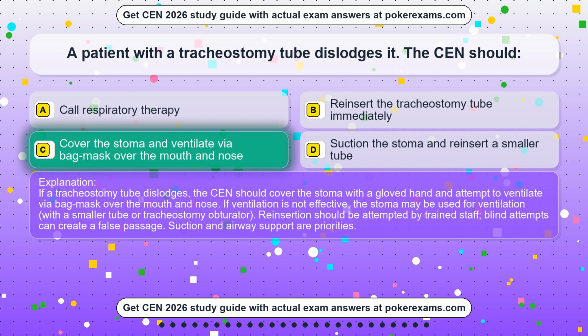If a tracheostomy tube dislodges, the CEN should cover the stoma with a gloved hand and attempt to ventilate via bag mask over the mouth and nose. If ventilation is not effective, the stoma may be used for ventilation, with a smaller tube or tracheostomy obturator. Reinsertion should be attempted by trained staff. Blind attempts can create a false passage. Suction and airway support are priorities.